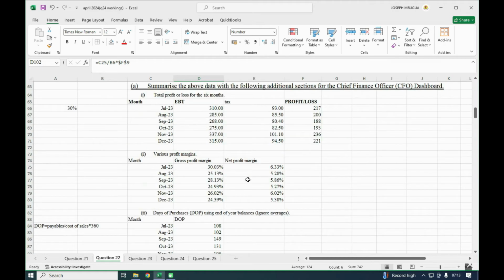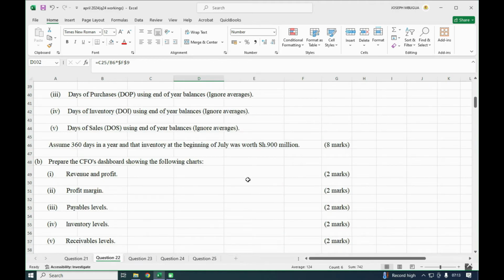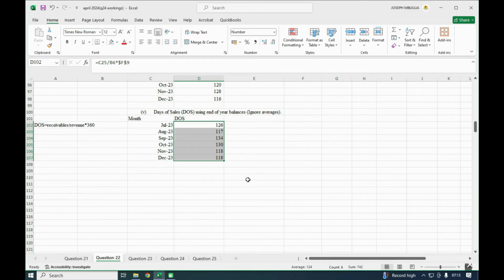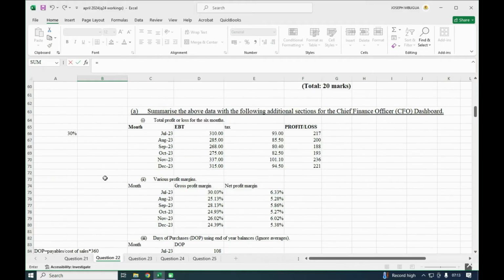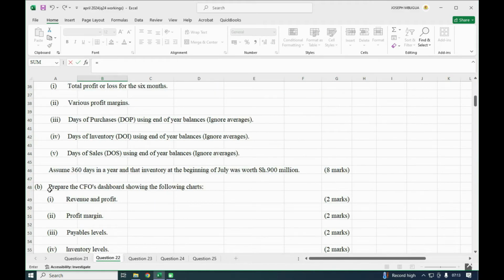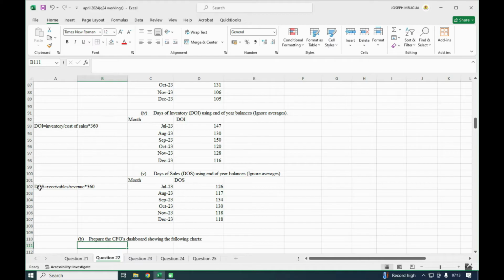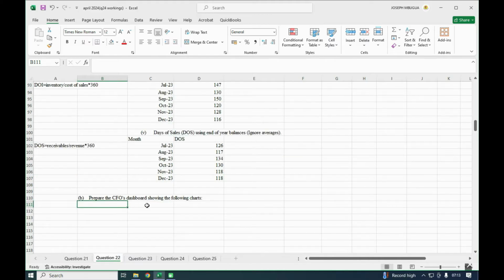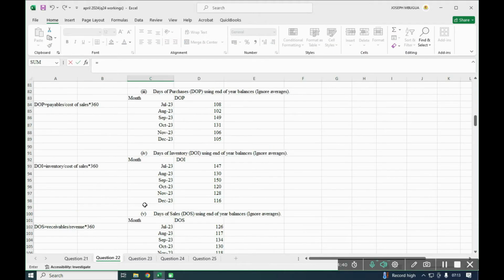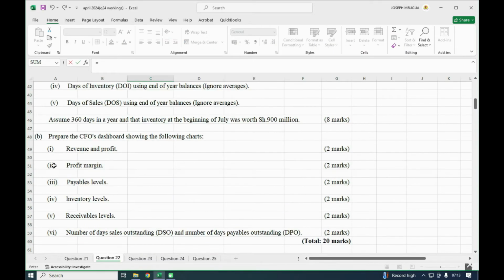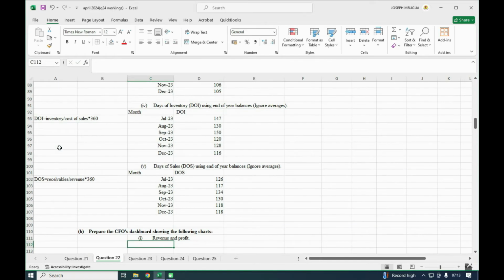So the second part of our question, we were now to prepare the CFO dashboard showing the following charts. Yeah, the dashboard showing the charts. Prepare the CFO dashboard showing the following charts. And the first one that we need under this is the one that shows the revenue and the profit.